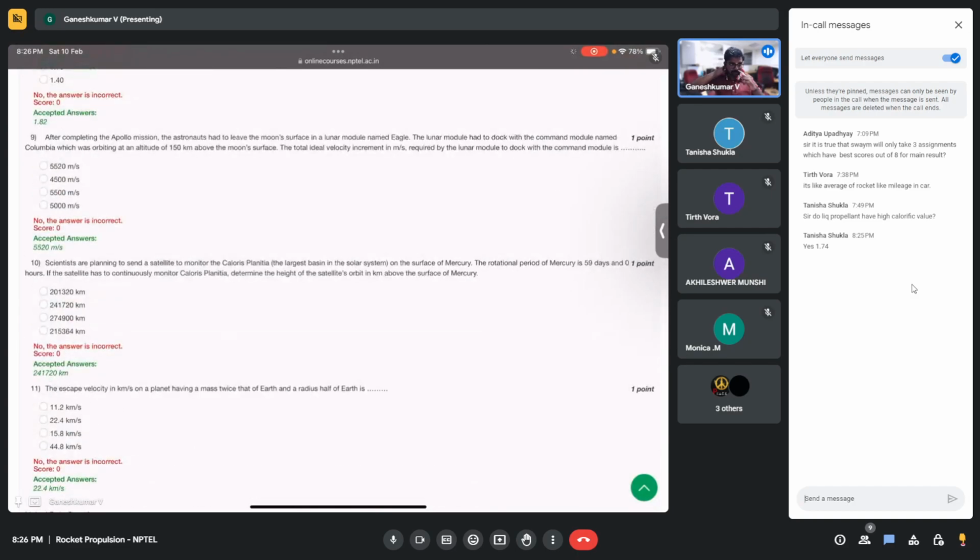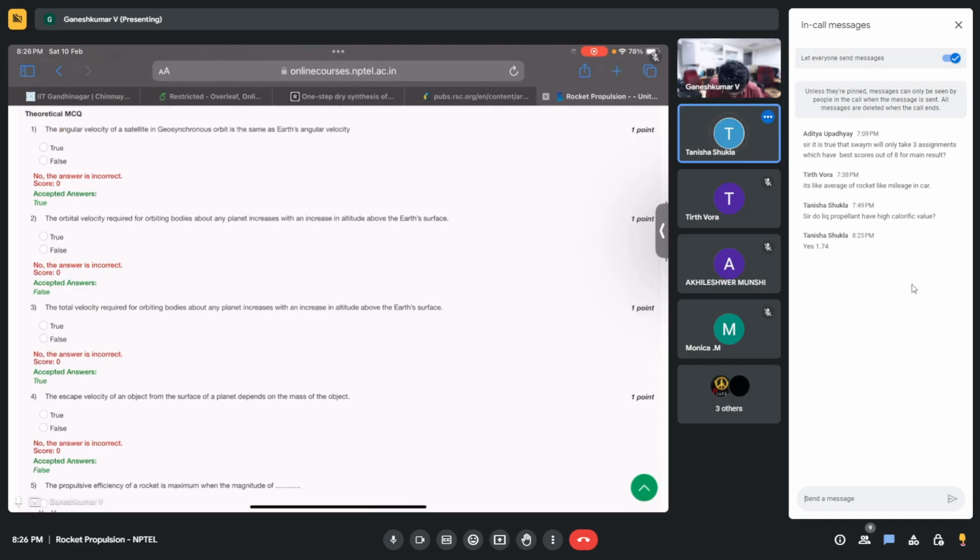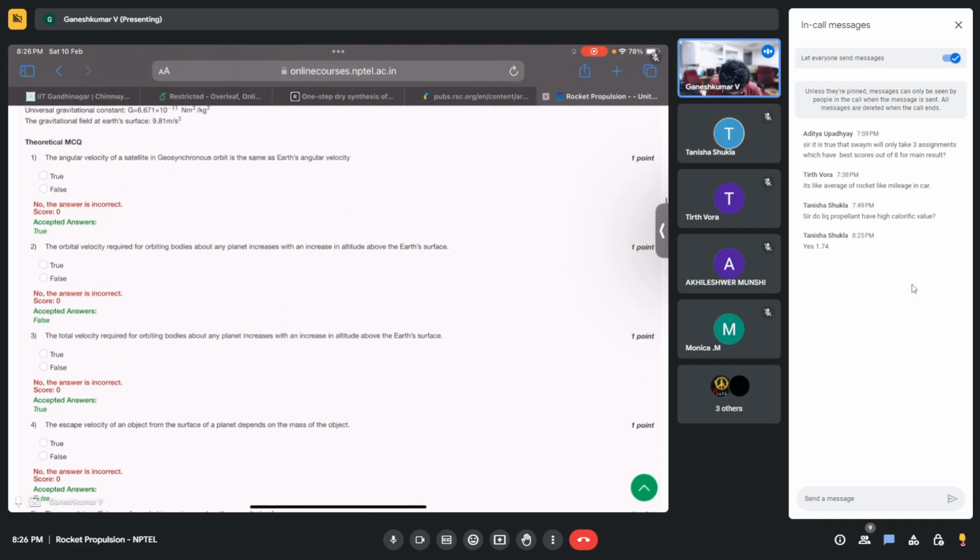Okay. What was the other question you had a problem with, Tanisha? Sir, I think it is question number two. With increase in altitude, what will be the change in total orbital velocity? The orbital velocity required for orbiting bodies about any planet increases with increase in altitude above the Earth's surface. Is it true or false? Answer is false. The orbital velocity usually has to decrease, right, when you increase the altitude.